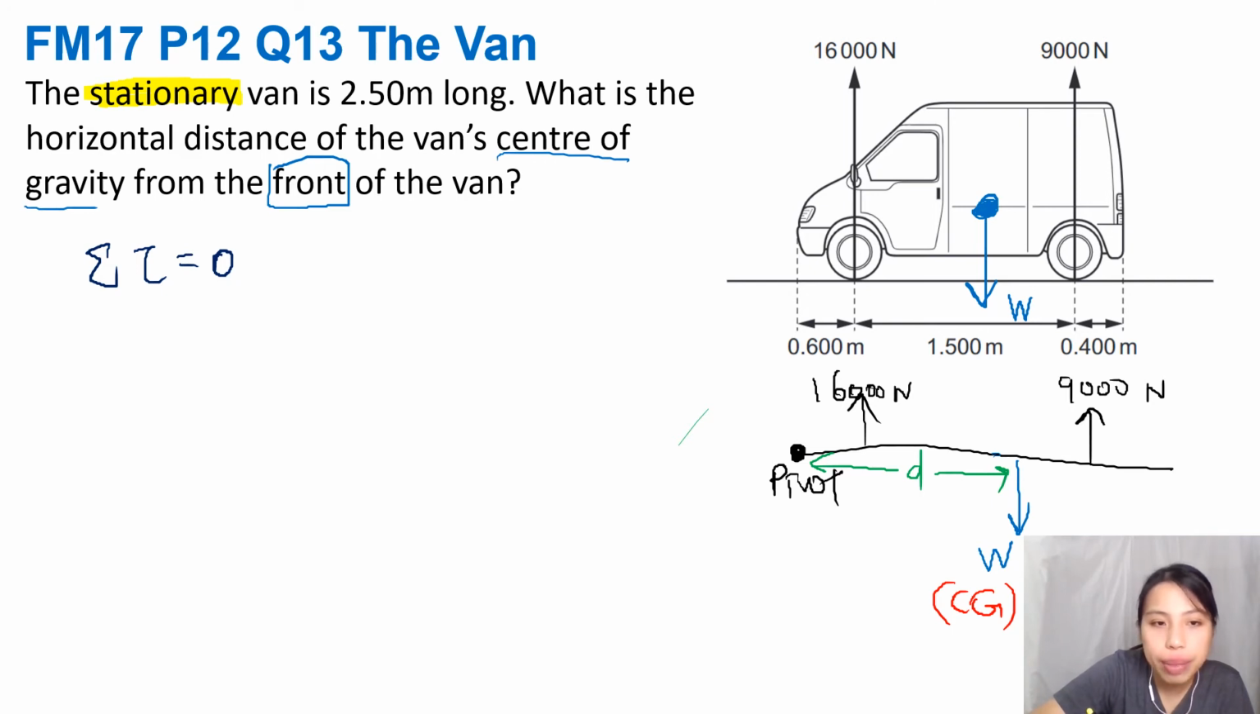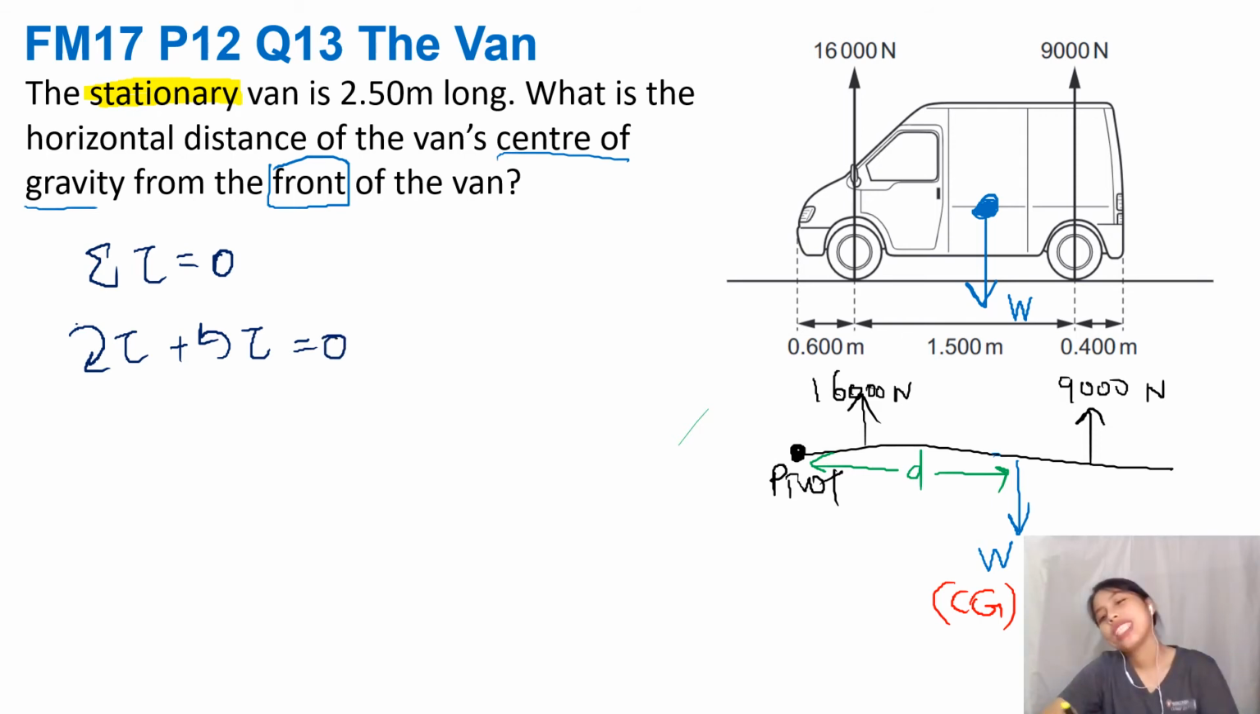Okay, so we do the same thing. We have clockwise torque plus the anti-clockwise torque. You need to choose which one is negative, which one is positive. Weight is going to cause a clockwise torque, and the normal forces will cause an anti-clockwise torque. Let's say this is positive, these are negative.